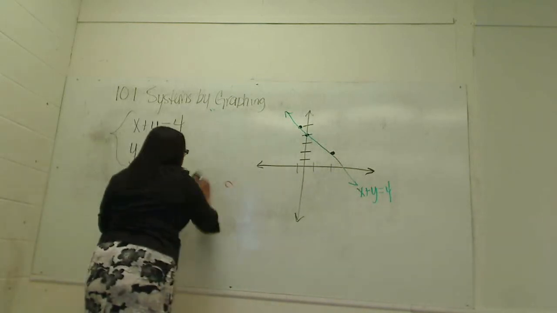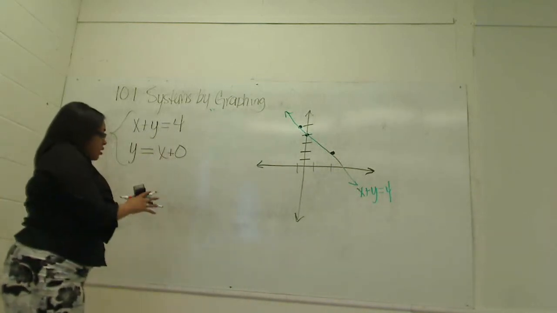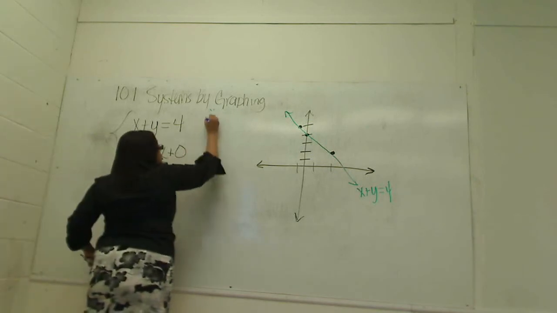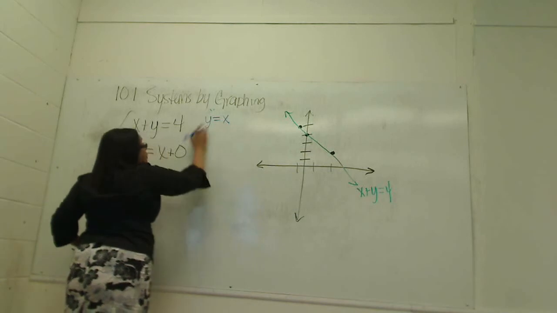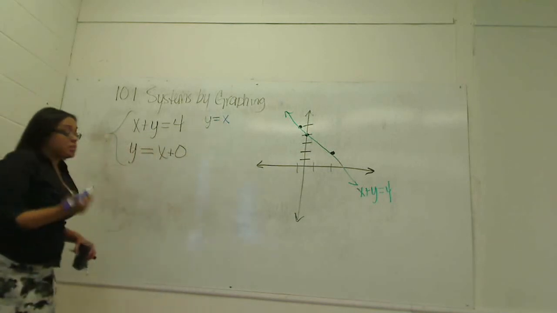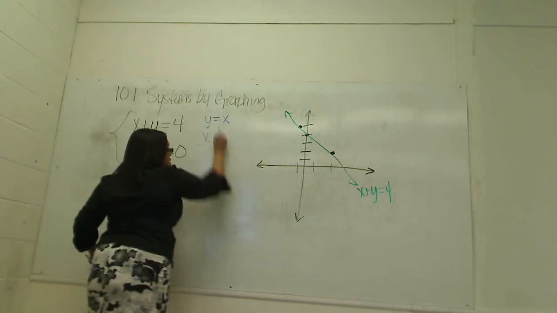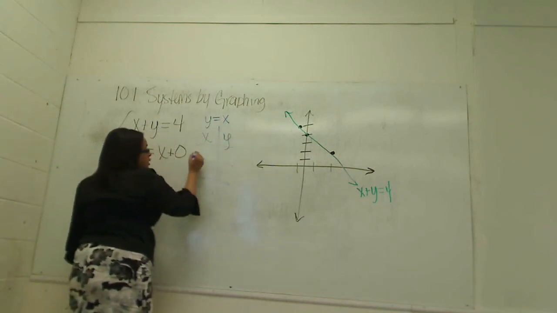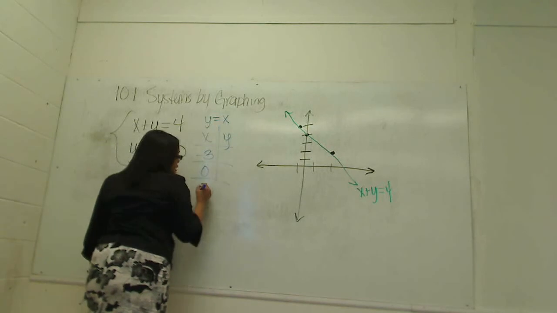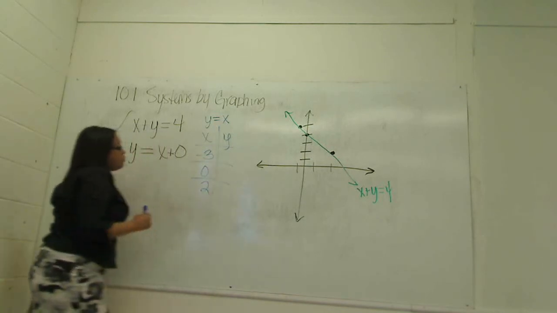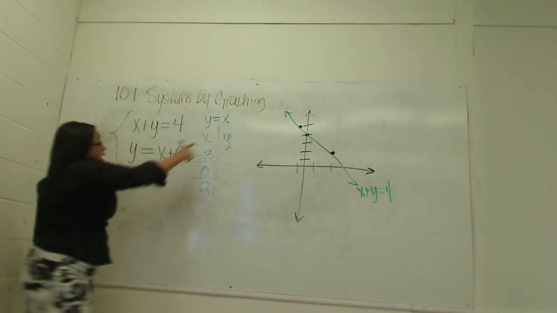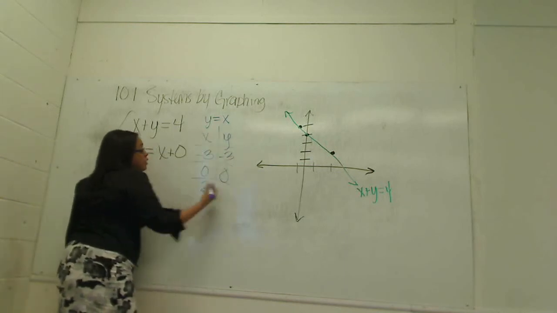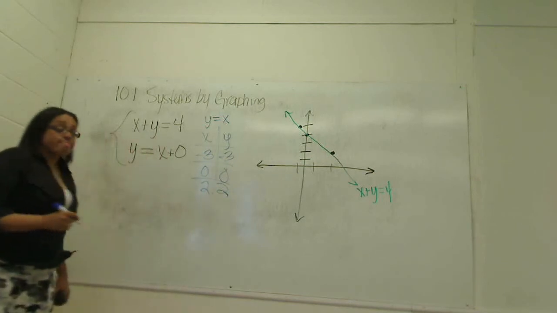But remember, systems are not just one equation. It's more than one. So I'm going to move on to the next one. And that is y equals x. I'm leaving off the plus 0 because it doesn't make a difference. So y equals x. I'm going to go with negative 3, 0, and 2. Well, when x is negative 3, y is negative 3. When x is 0, y is 0. When x is 2, y is 2.